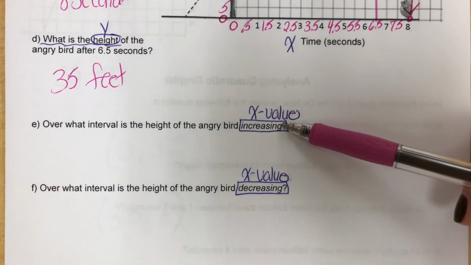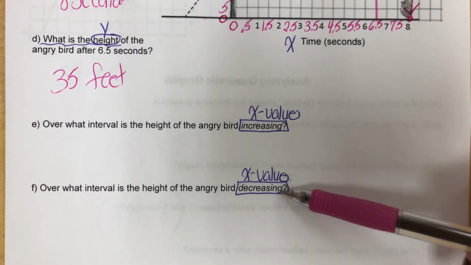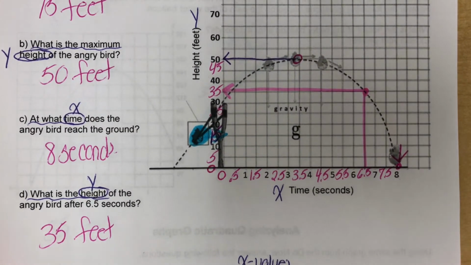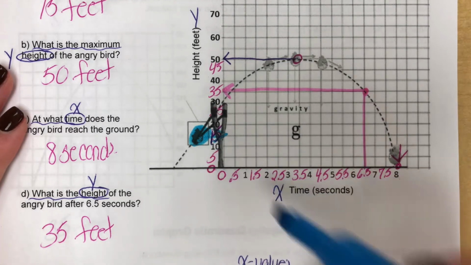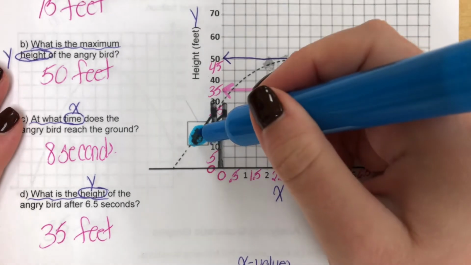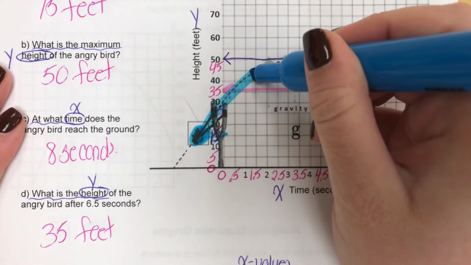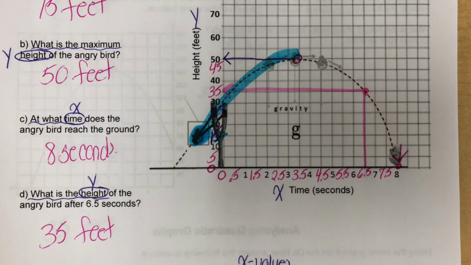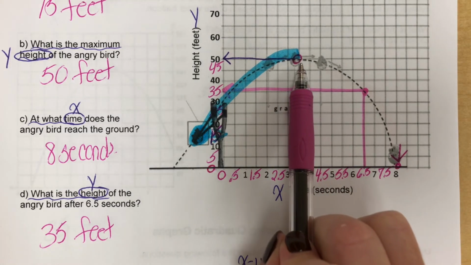Part E says increasing and part F says decreasing. All right, so if I want to see where he's increasing, let me go back up top to the graph. I'm going to just highlight that out. Here's my Angry Bird. He is in his little slingshot here, right? And then he's getting launched all the way up into the air until he hits that maximum value, the maximum value that we already circled before.